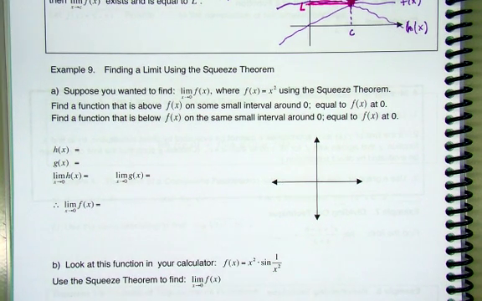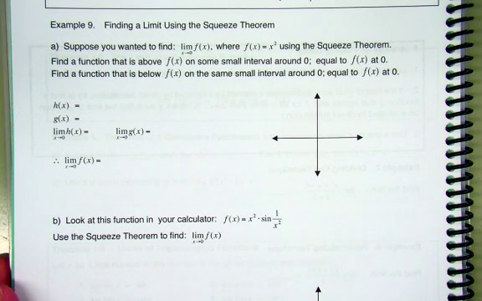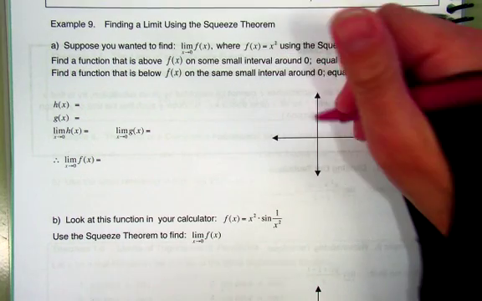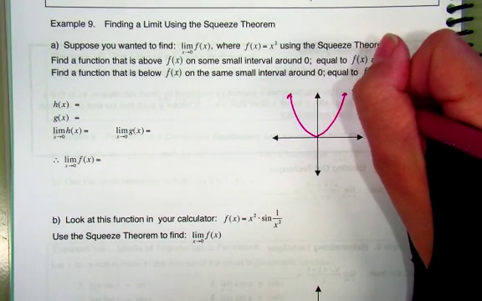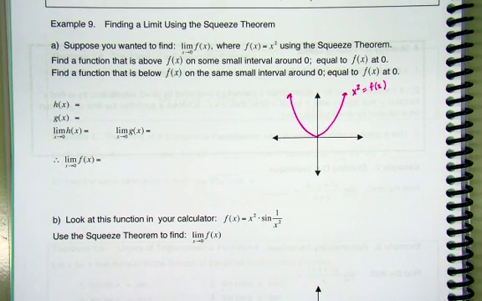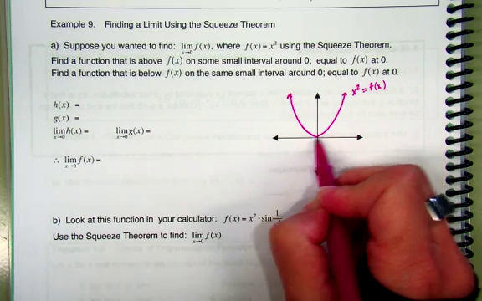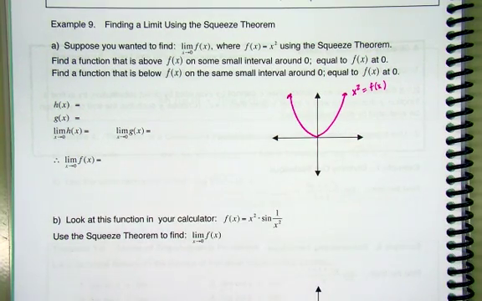So let's say we wanted to find the limit of f of x when f of x is equal to x squared. And so let's graph that. Here's my x squared. That's f of x. So we need to find a function above f of x on some small little interval right around 0. But that is equal to f of x at 0. And then we need to find a function below it.